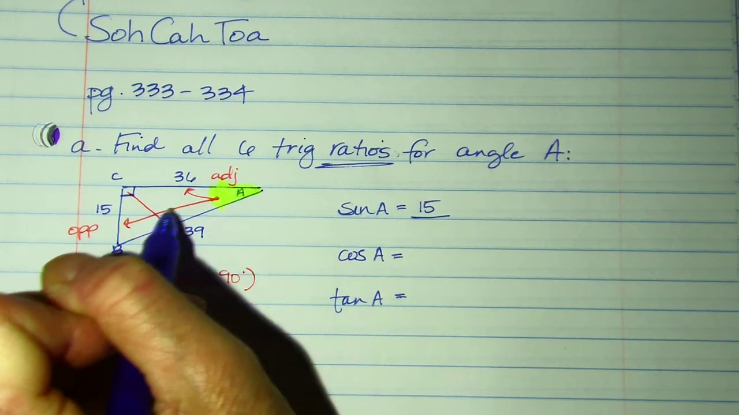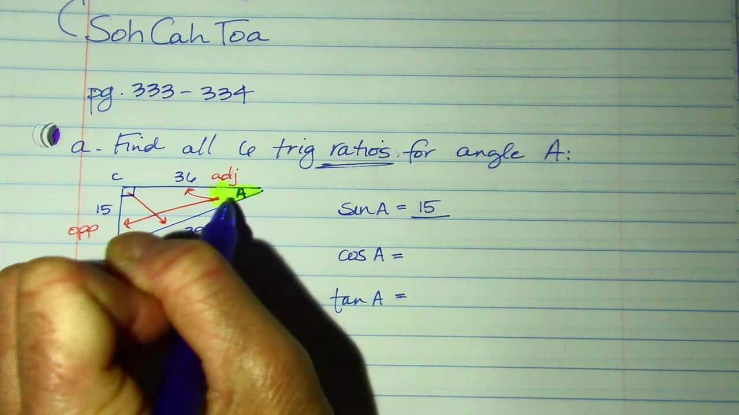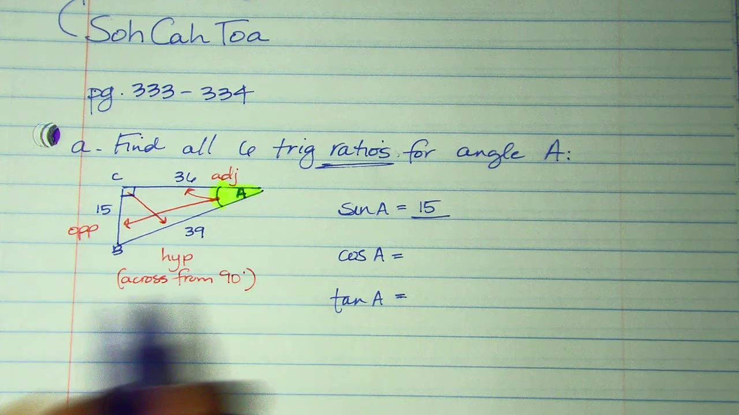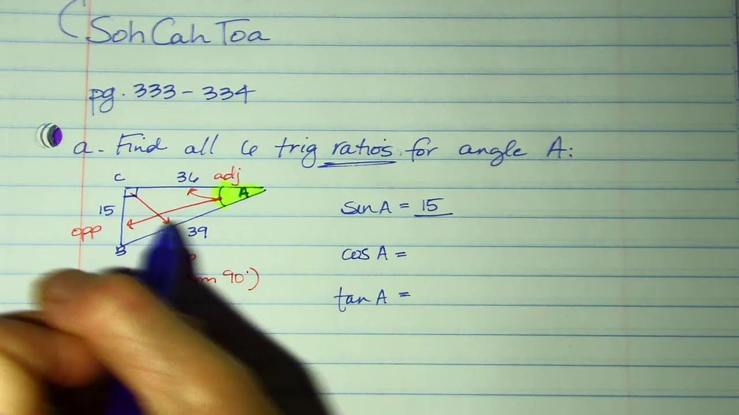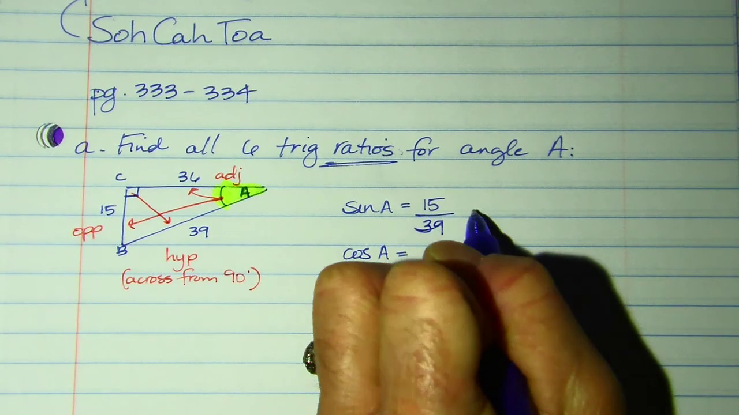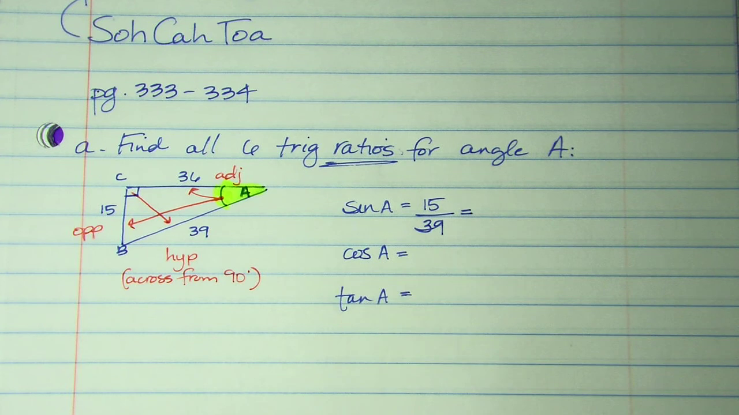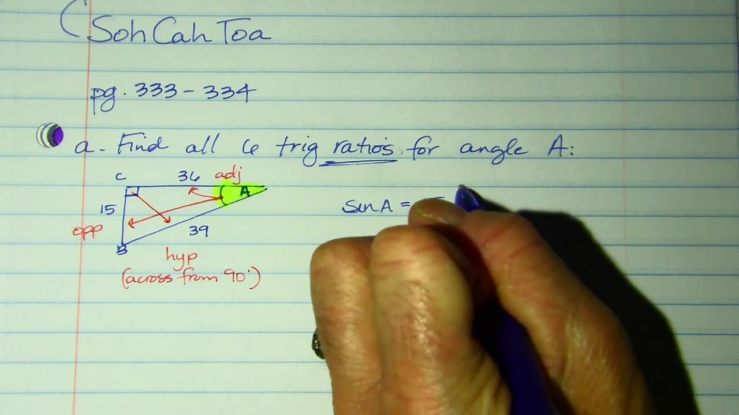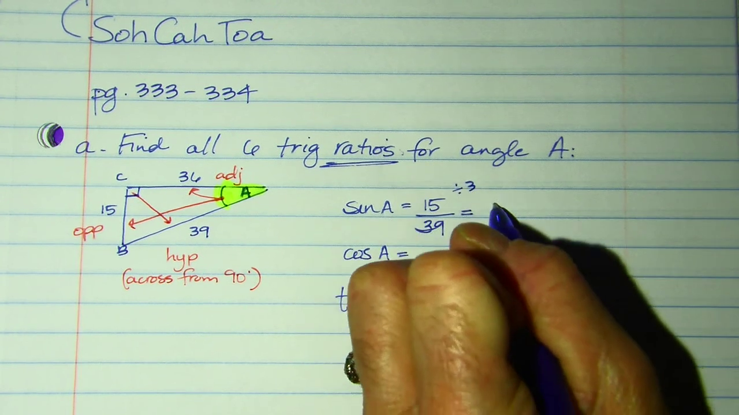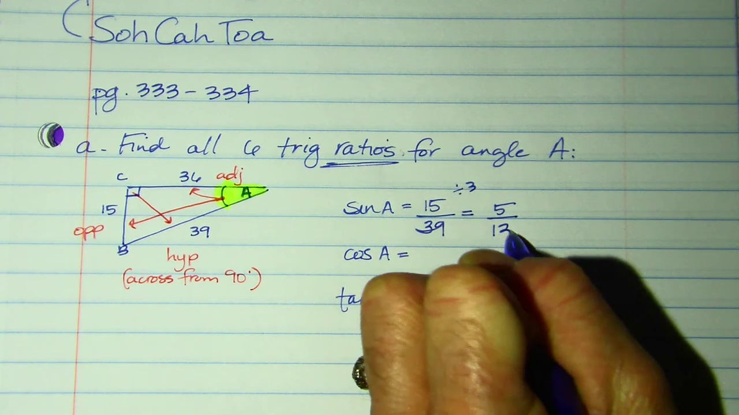Opposite of angle A is to be across, so I'm looking across. And then my hypotenuse is 39. And I'm going to write both. I want you to be able to reduce it and write it as a decimal. So 15 and 39 can both be reduced by 3. So that would give me 5 over 13.